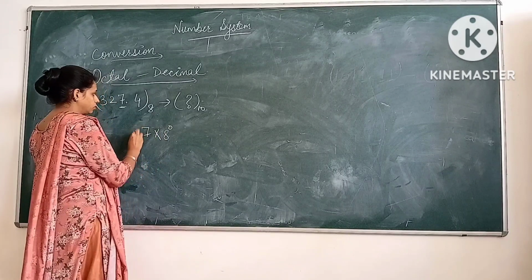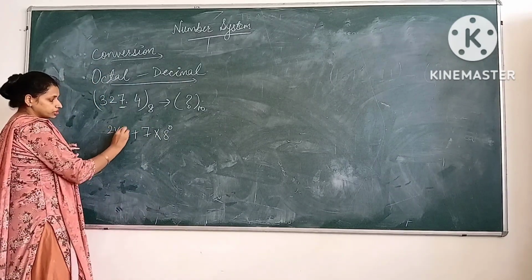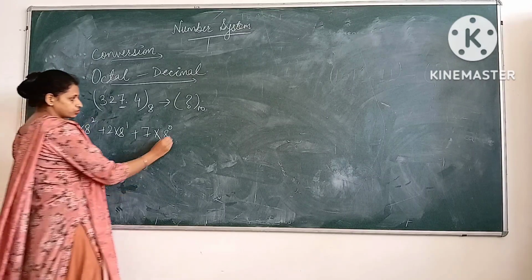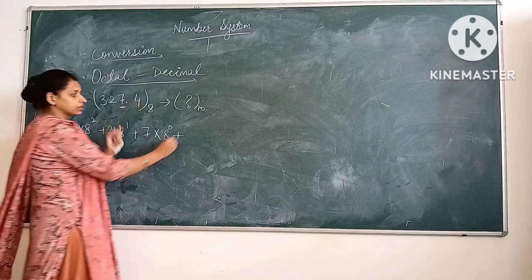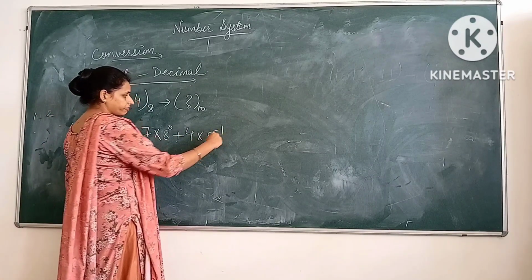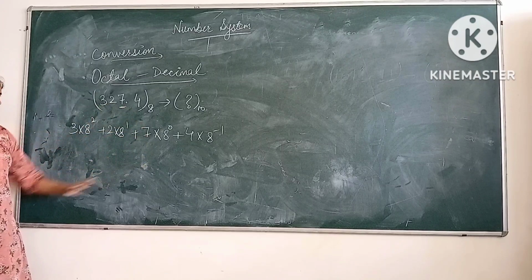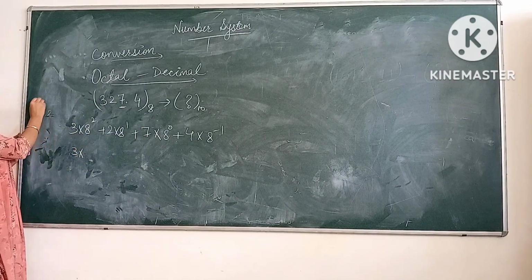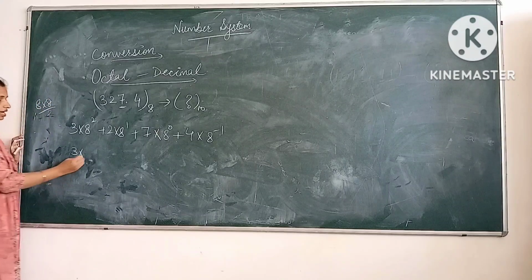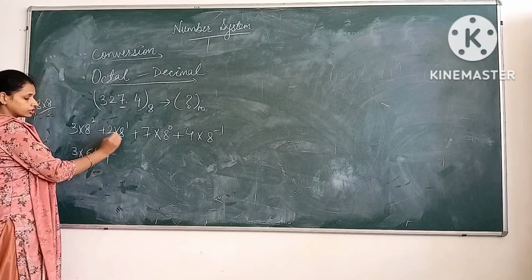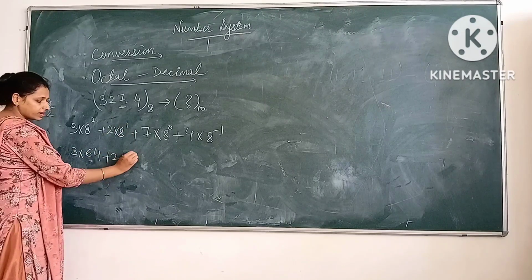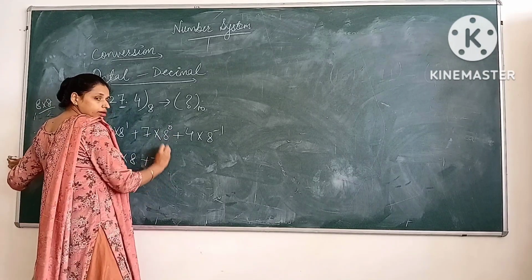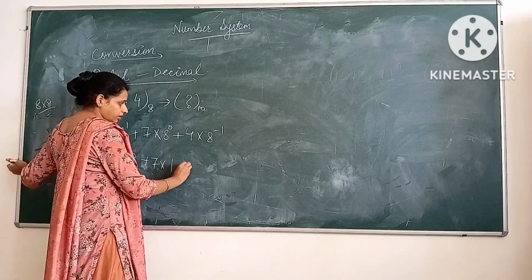8 raised to power 0, plus 2 into 8 raised to power 1, plus 8 raised to power 2. Then after the point, the power should be negative. 8 raised to power minus 1. Now multiply. 8 squared means 8 into 8, that is 64. 2, 8 raised to power 1 is 8. 7, 8 raised to power 0. A number having 0 power is 1.